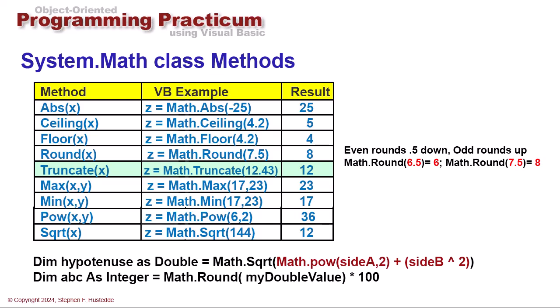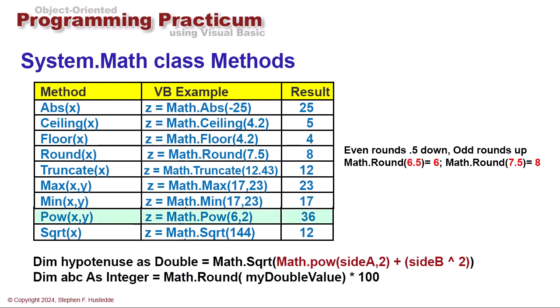The Truncate method simply removes the decimal value. In essence, it's converting it to the lower integer. So 12.43 as the argument for Math.Truncate returns a value of 12. The Max method takes two arguments and returns the larger of the two. So here Max of 17, 23 returns a 23. The Min just does the opposite. So Math.Min with 17, 23 would return 17.